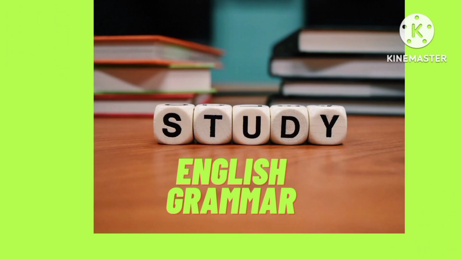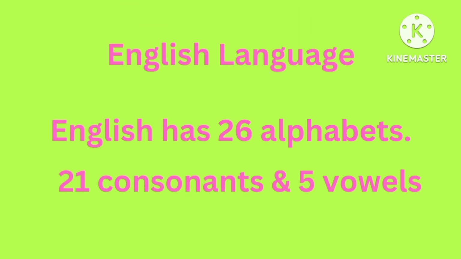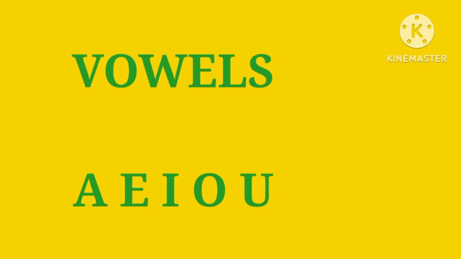English has 26 alphabets, 21 consonants and 5 vowels. Vowels are A, E, I, O, U. Combination of consonants makes a word. Combination of consonants and vowels also make a word. Joining of words makes a sentence.